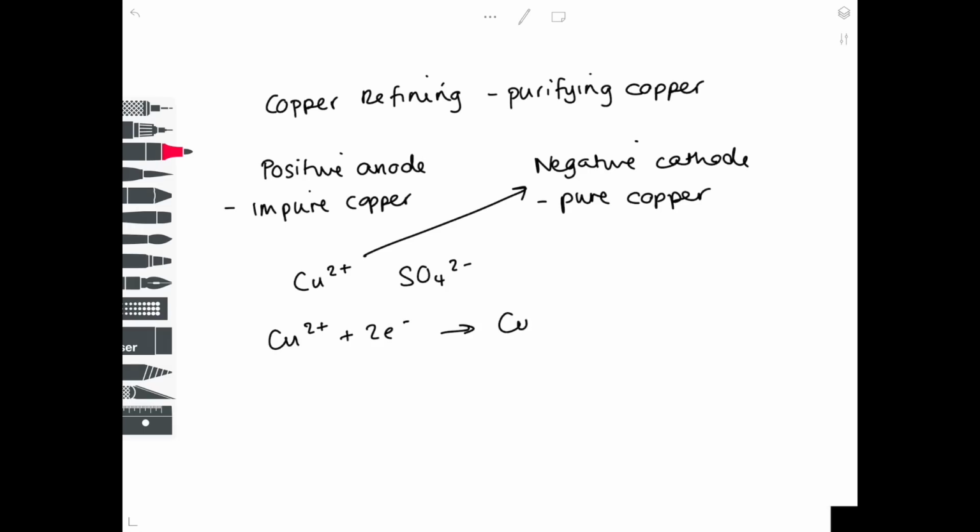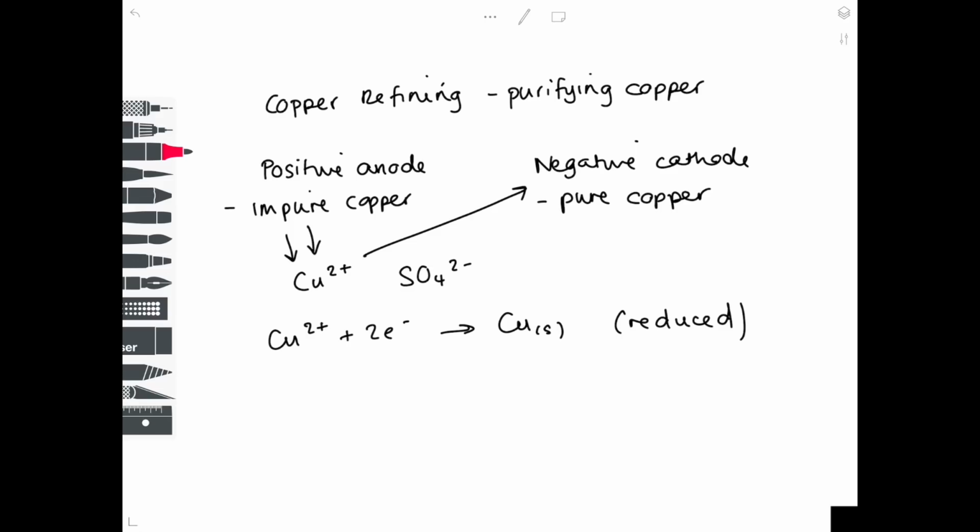to become solid copper. As the solution gets used up, what you find is that the impure copper at the positive anode dissolves. So effectively it adds more copper ions to the solution, and then this is a continual process whereby those copper ions which are added to the solution are attracted to the negative cathode, where they become reduced and gain electrons, and as such the copper becomes purified.